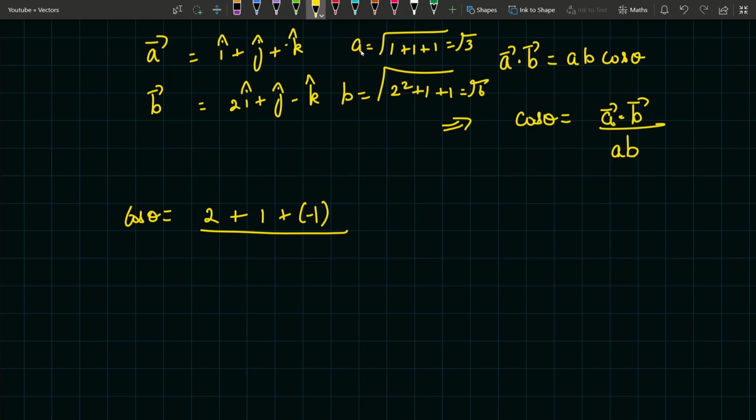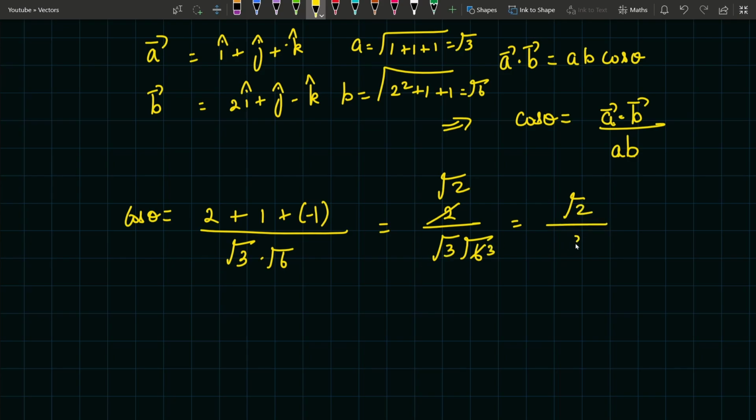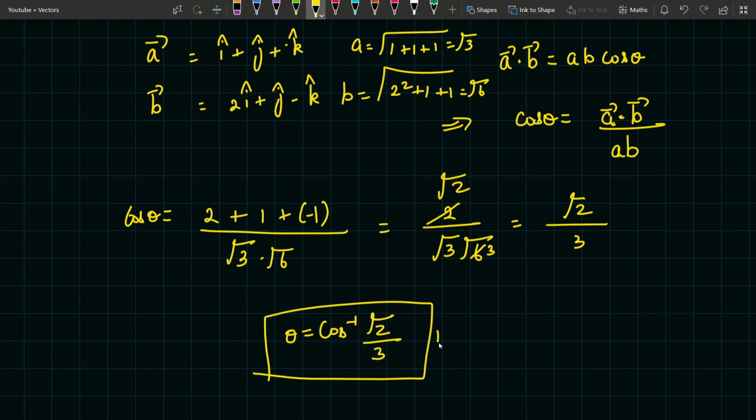Now I got to know what is A and what is B. I'll divide it here, root 3 into root 6. So the answer will be 2 by root 3 into root 6. I can cancel this 2 and write it as root 2, and I can cancel this 6 and write it as 3. So this will give me root 2 by root 3 into root 3 is what? 3. So root 2 by 3. So cos theta equals to root 2 by 3. So angle theta equals to cos inverse of root 2 by 3. That is the angle between the two vectors. And that's how you find the angle between two vectors using dot product.